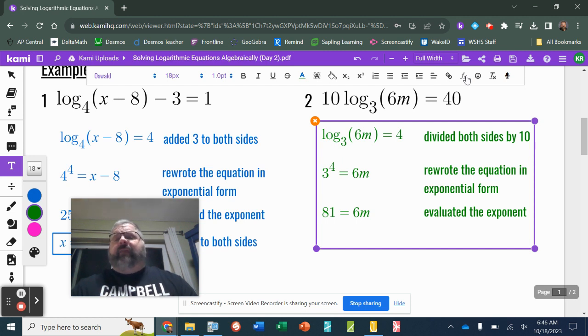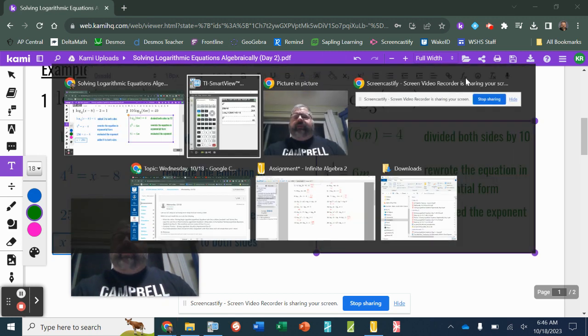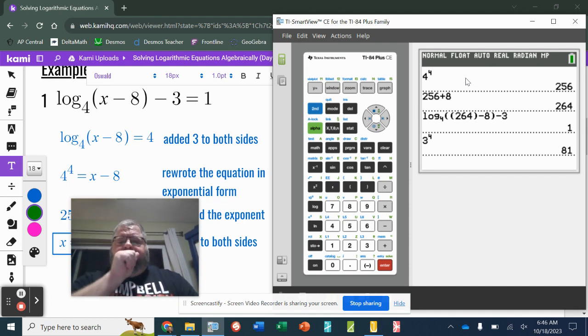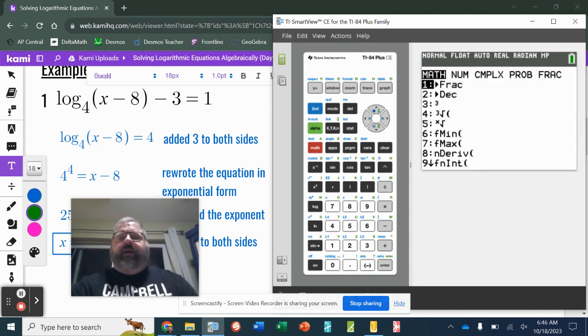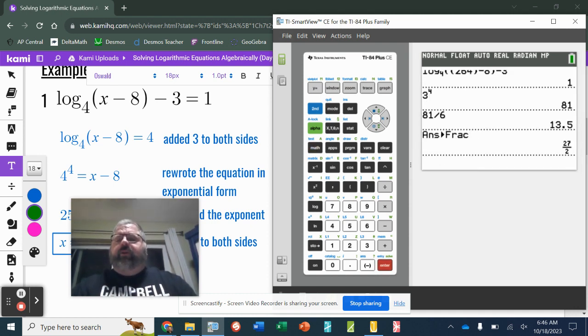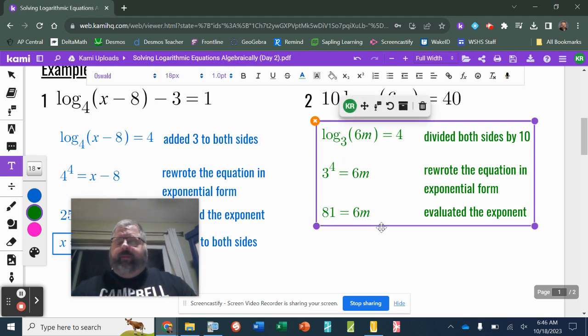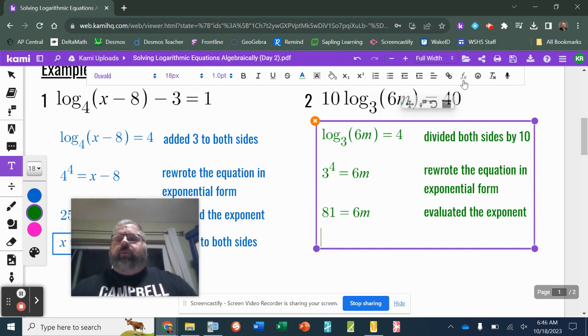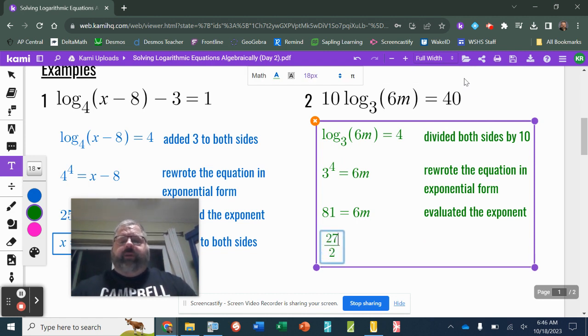So right now I have 6 times m, so the opposite operation here would be division. That means I'm going to divide 81 by 6. Let's see. 81 divided by 6 is 13.5, or as a fraction, 27 over 2. So we're going to put that in there. So we've got 27 divided by 2. Let's do m equals.